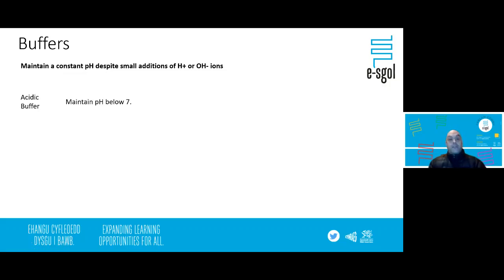You've got the acidic buffers. They maintain a pH below 7. They're made from a weak acid and its salt. So, for example, ethanoic acid and sodium ethanoate.